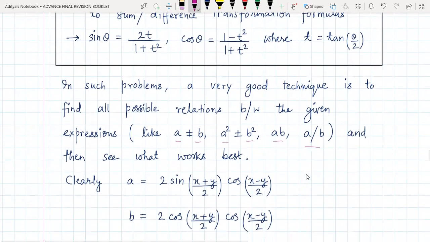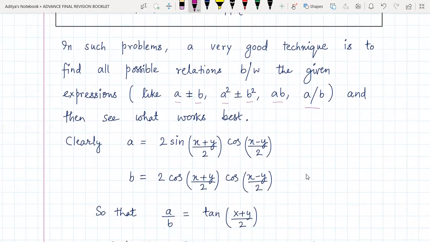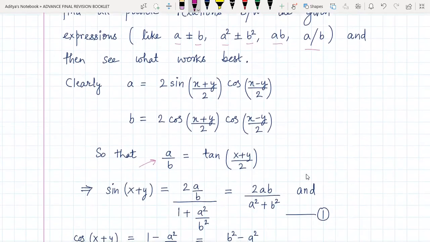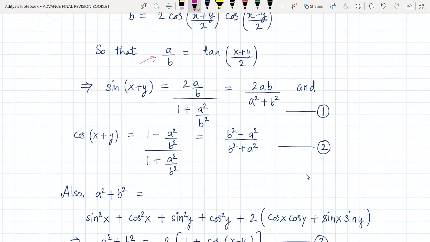So when I tried it out, I was able to observe that finding a by b and finding a square plus b square works out the best in this case. Basically, I tried to find everything: a minus b also, a plus b also, then a square minus b square also, a into b also. Out of those, I figured out that these two things are working the best in order to perform the necessary elimination. Now, how that works, let's see.